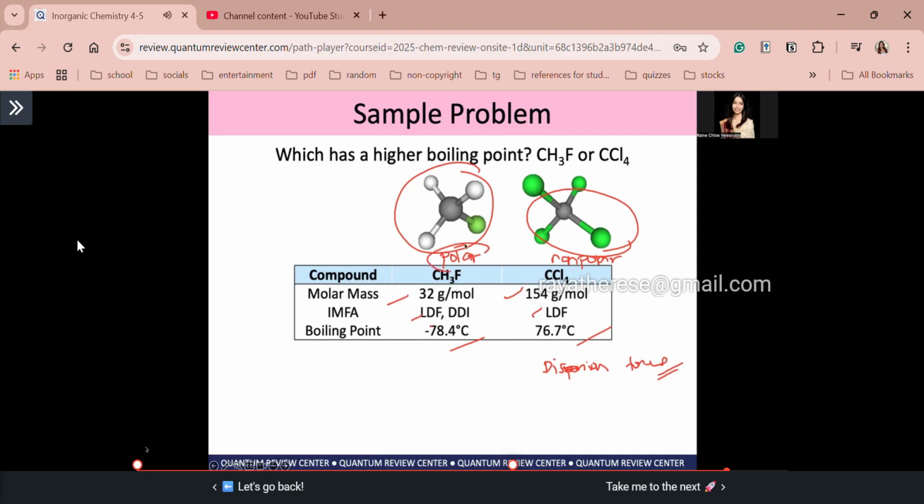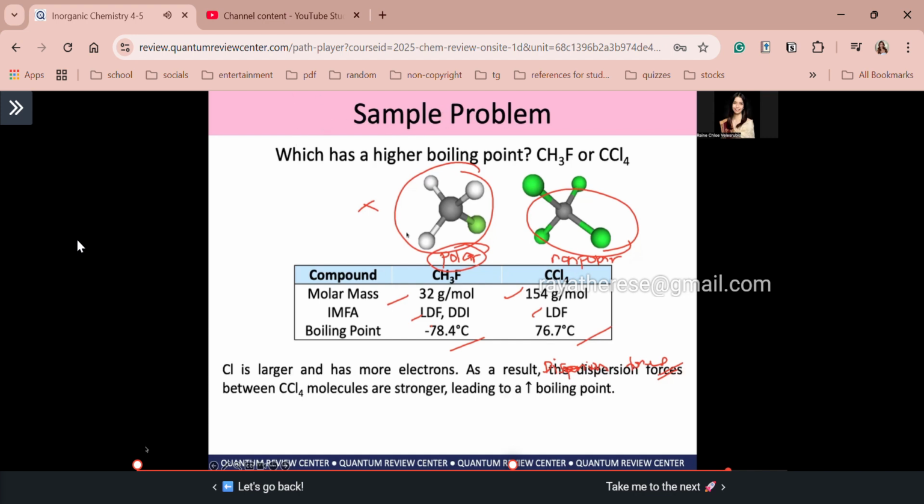Just because methyl fluoride is polar, guys, doesn't mean it's the answer. No, okay? Check first the difference in molar mass. As I said earlier, chlorine is larger and has more electrons, so carbon tetrachloride has a larger molar mass. As a result, the dispersion forces between carbon tetrachloride molecules are stronger, leading to a higher boiling point.